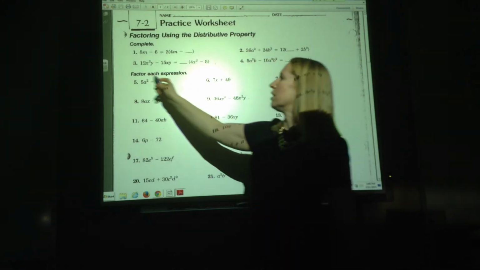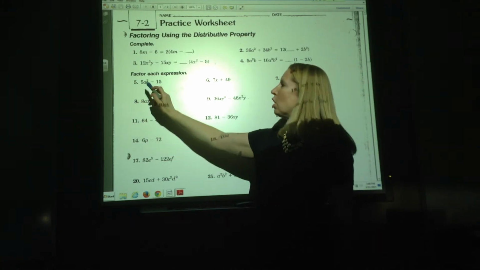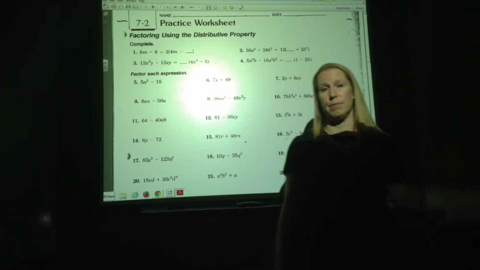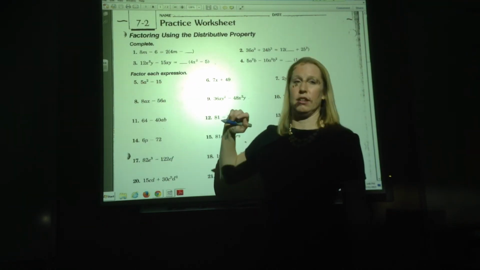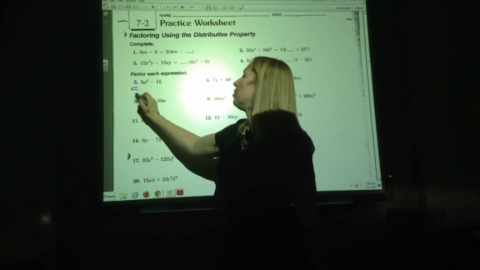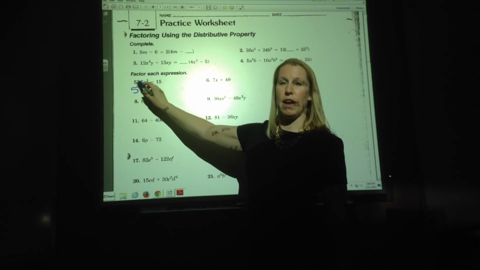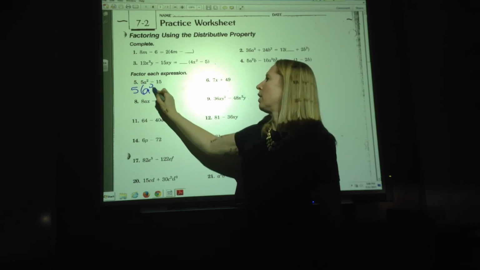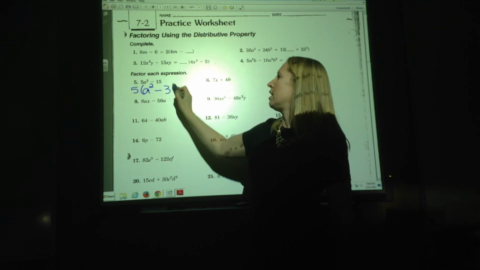Okay, these right here, you're just going to try to factor the best that you can. So on this first one, I want to figure out a common factor. So what number goes into both 5 and 15? I know A is not common because there's not an A over here. So I know 5 goes into 5 and 5 goes into 15. So I would pull out a 5. So 5 times something gives me 5a squared. So 5 times a squared. And then minus 5 times 3 is 15.